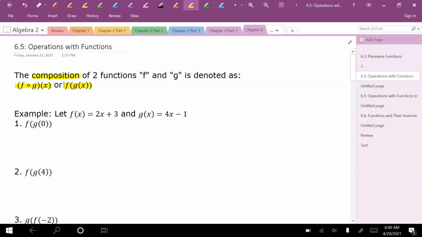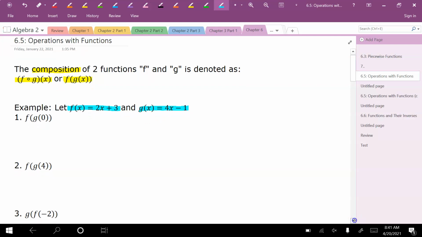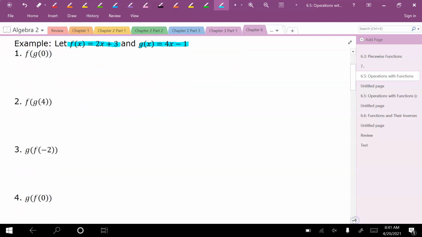So let's take a look at an example here. We're doing these two functions here. We have f of x equals 2x plus 3, so there's the first one, and g of x is 4x minus 1. So these are the two functions that we're going to work with for these first couple of problems here. So the first one wants us to do f of g, but at g we're evaluating it at 0.